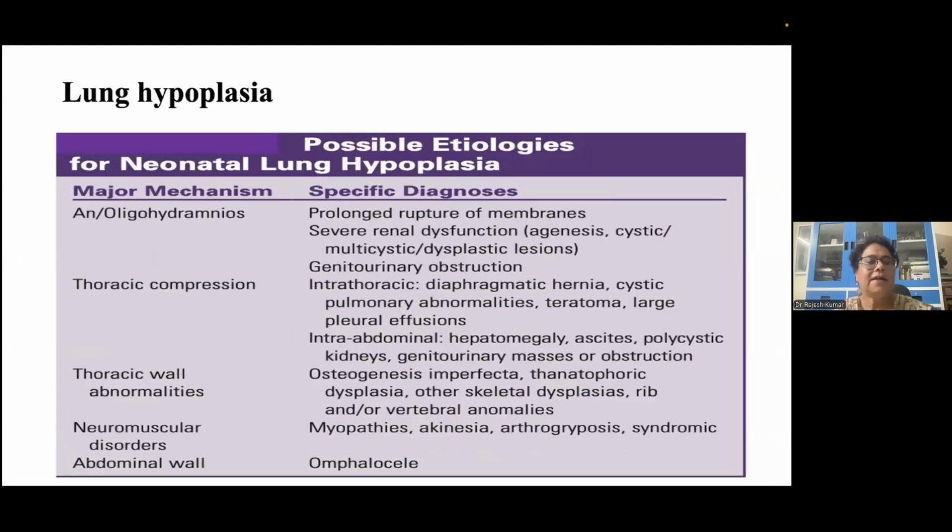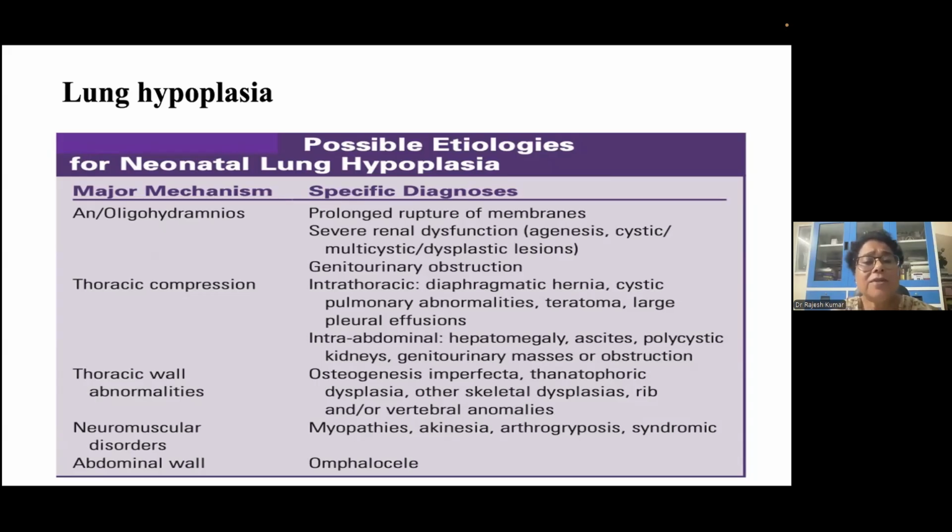So the next condition which we might encounter in our newborn unit needing ventilation is lung hypoplasia. The possible etiologies for neonatal lung hypoplasia are shown in this slide. So we can have lung hypoplasia because of oligohydramnios. In a mother who has prolonged rupture of membranes, especially when it has occurred before 24 weeks of gestational age, there would be oligohydramnios, and the fetus would have pulmonary hypoplasia.